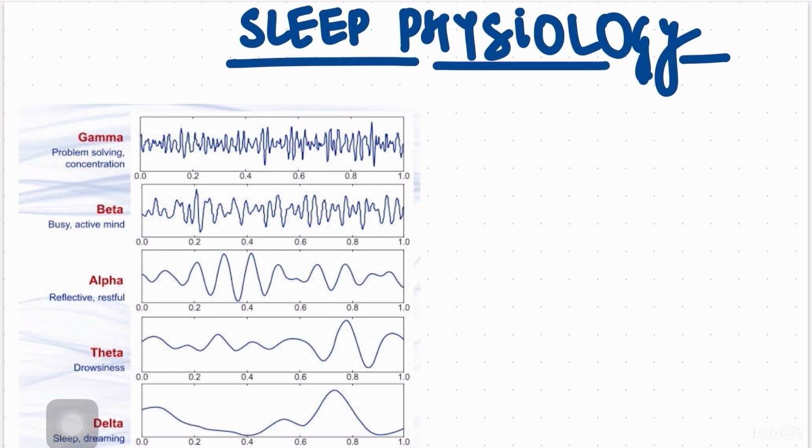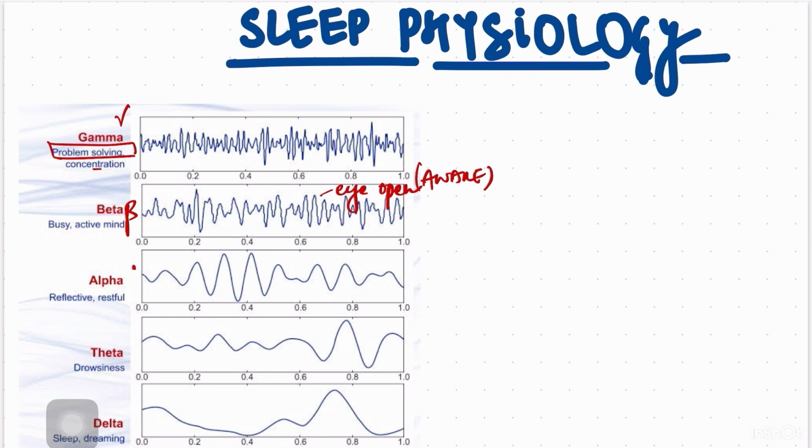Okay, so let's start. Gamma waves. Now gamma waves are usually in problem solving and concentration, very high frequency. Next is your beta waves. Beta waves are produced basically when our eyes are open and we are awake.